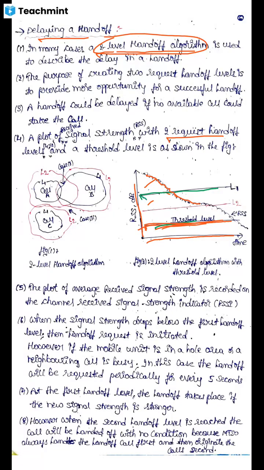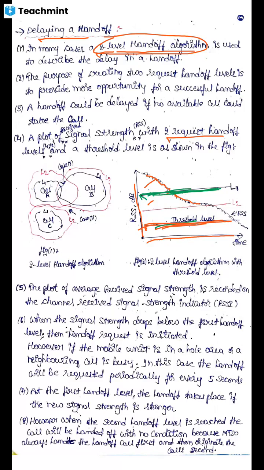So when the signal strength drops below the first handoff level, a handoff request is initiated at this level 1. And if the mobile unit is in a hole area, or for example the neighboring cells are busy, then in this case the handoff will be requested periodically every 5 seconds at this L1 stage.